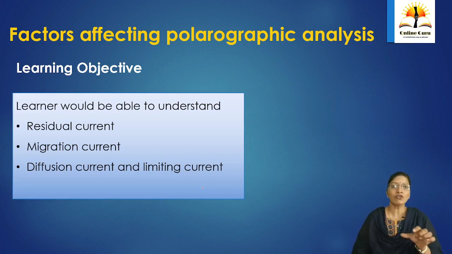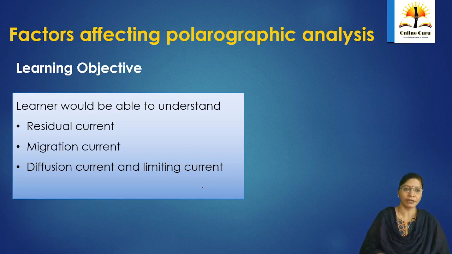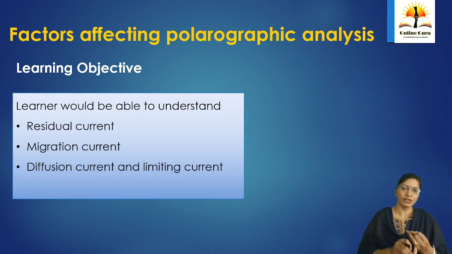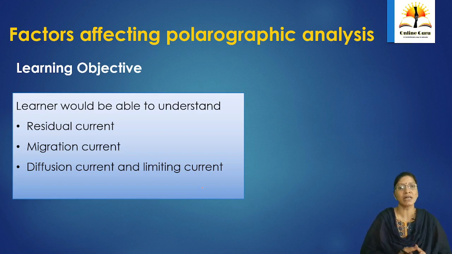So what is actually happening with the current? What are the different factors affecting polarographic analysis? That we will see in this section. We are going to understand what is meant by residual current, migration current, diffusion current and limiting current.